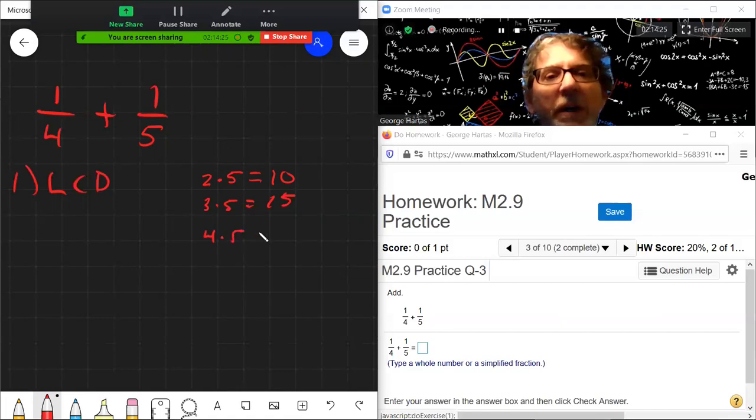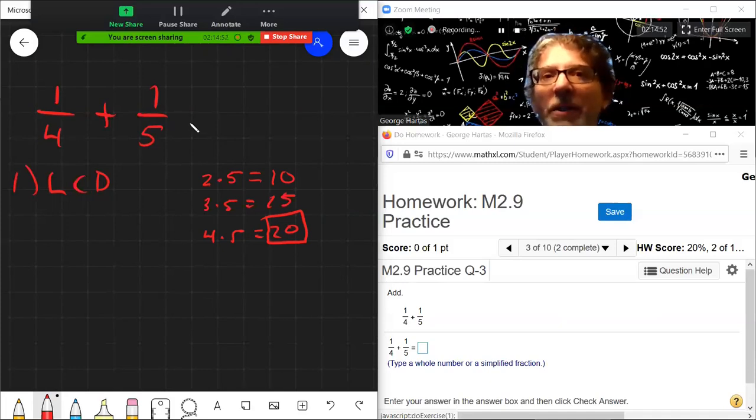4 times 5 is 20. Does a small number divide into 20? Yes. One list of multiples. Also, you might note that this is a prime number, and this is the same as 2 times 2, right? Down to the prime numbers, 2 times 2. There's no common primes between them.